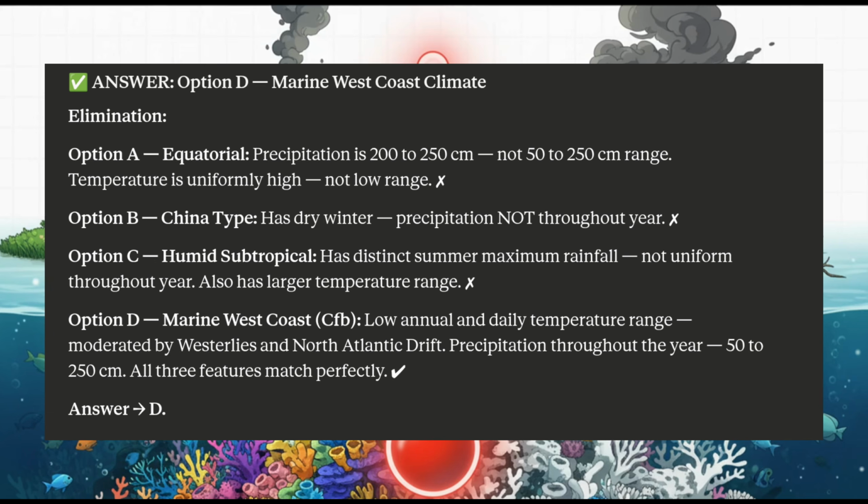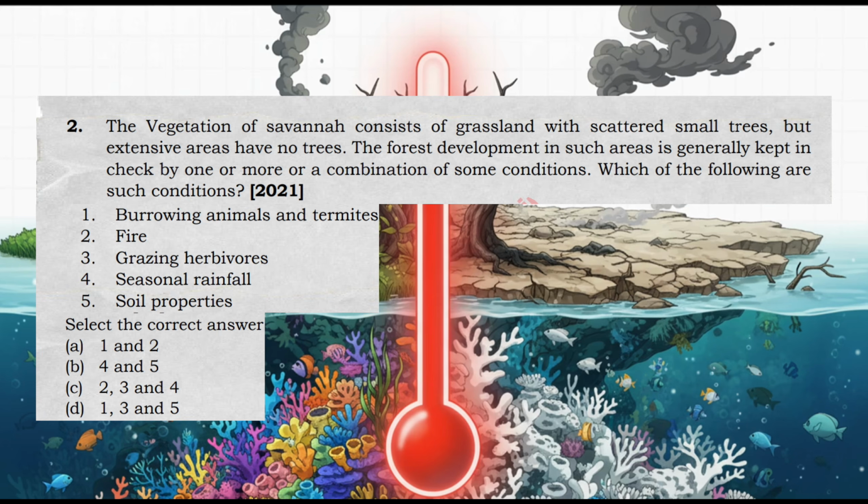Option B, China type, has dry winter, so precipitation is not throughout the year. Option C, humid subtropical, has distinct summer maximum rainfall, not uniform throughout the year. It also has a larger temperature range. Option D, marine west coast, CFB: low annual and daily temperature range moderated by westerlies and the North Atlantic drift. Precipitation throughout the year, 50 to 250 centimeters. All three features match perfectly. Answer D.